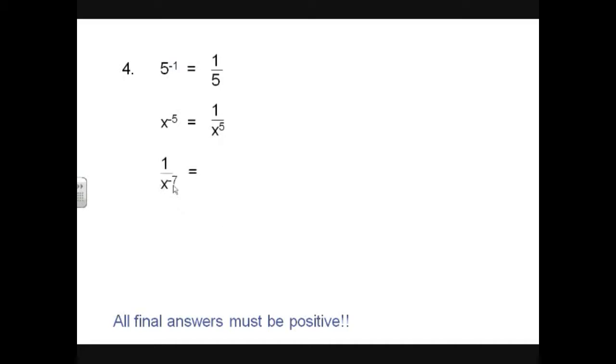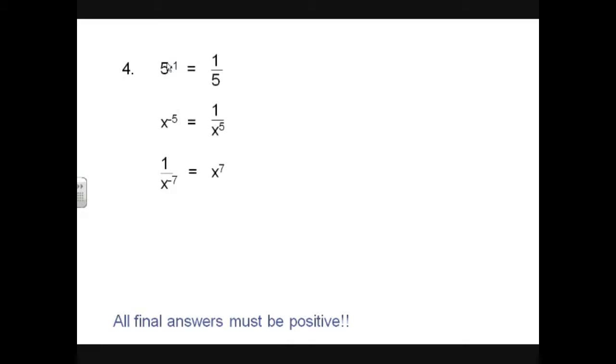So we do this one. Now this one is a fraction, and the negative exponent's on the bottom. And so let's take a look and see what happens here. This one, all of a sudden, is no longer a fraction, and we get x to the 7th. So let's go back and look at these three.